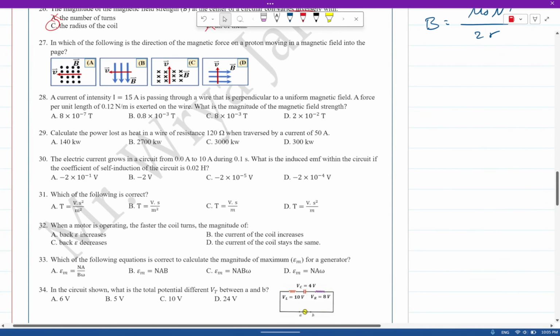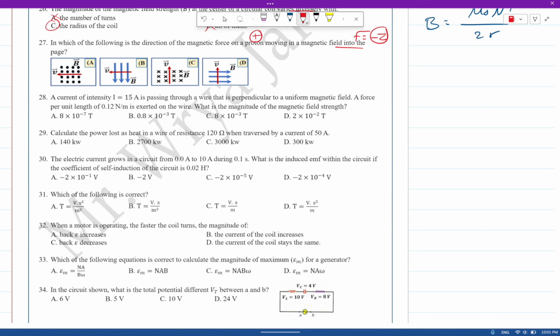Question 27 says, in which of the following is the direction of the magnetic force on a proton? So a proton is a positive charge. Don't forget, that is the palm of your hand. Moving in a magnetic field that is into the page. Into the page means F magnetic must be in the direction of Z negative. Now, of course, it would have been best if I could show you how you can use the right-hand rule, but there's always a way, and there's a very easy way.